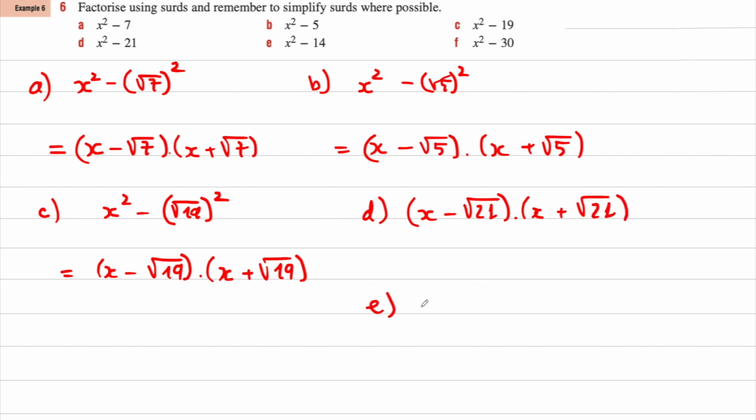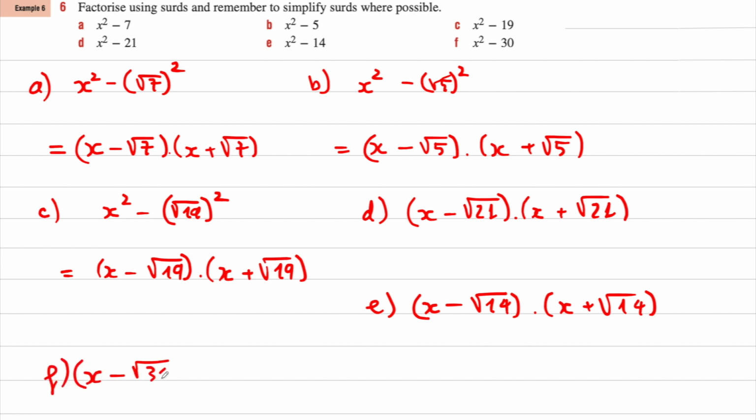And about question E, the same idea, you get x minus square root of 14 and multiply with x plus square root of 14 by this one. The same thing for question F. About F, you get x minus square root of 30 multiplied with x plus square root of 30. That is a simple surd. You cannot expand it or change the form of this surd anymore.